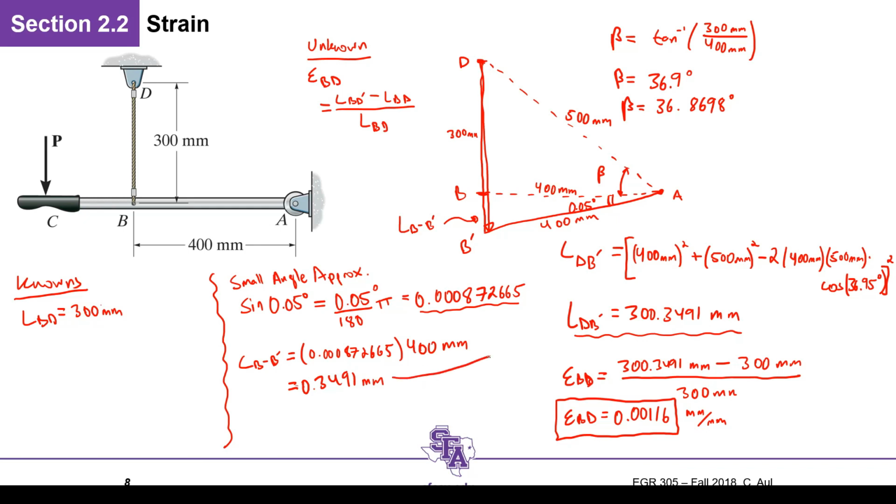So that's the same, right? This distance here is the same that we see here, except this is just LBB prime. So then LDB prime would then just be equal to 300 plus that, right? So its original size. So that would be 300.3491 millimeters. And then we would wind up getting our same strain, right? So it's two different ways of going about doing this, but it highlights the answer is still the same.